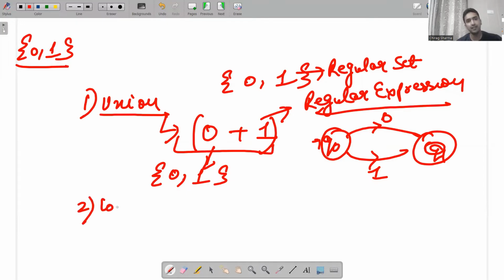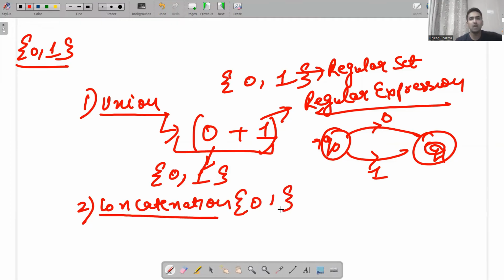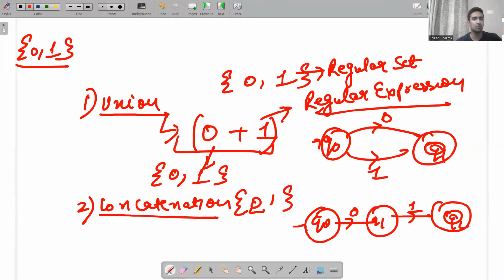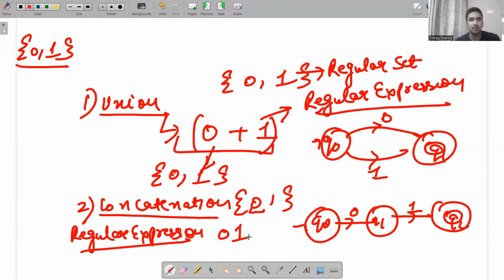Secondly, if we have concatenation operation, concatenation operation means that your 0 and 1 will be combined and your regular set is 01. How will you basically create an automata of it? It's very simple. It means 0 is followed by 1. So we can always create an automata of it: 0 first is accepted and then 1 is accepted, q2. So guys, this is your automata of it. So what would be a regular expression? A regular expression is also 01, because whatever is being done, this is 01.